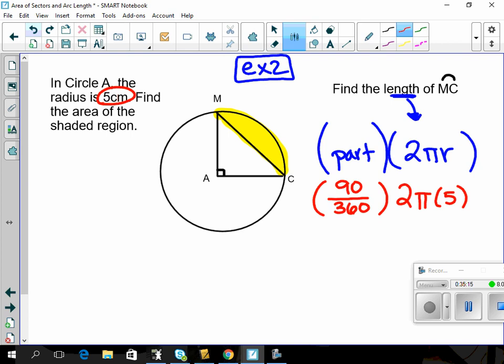Make sure you realize the 5 is not that. The 5 is here. It's the unit. Okay? 7.8. What are my units? Centimeters. Plain old centimeters. Double check me. But it should be 7.8.